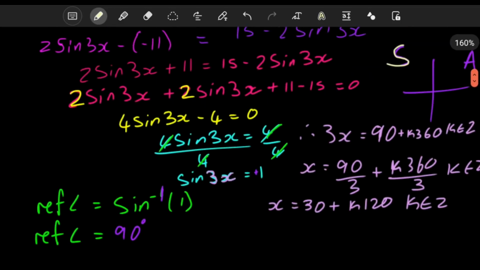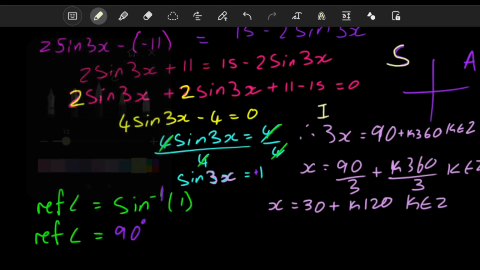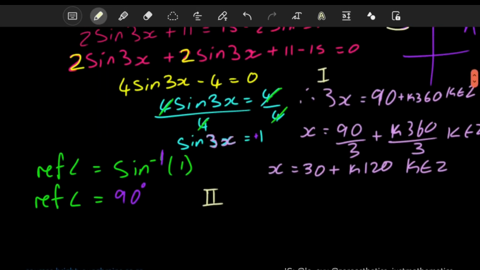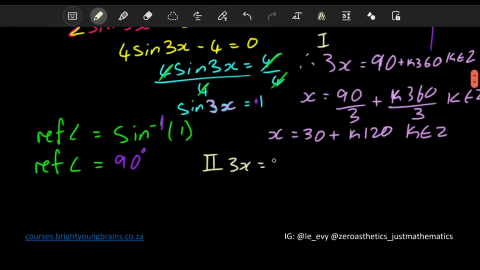So here you can just label this quadrant number 1. So down here we can label this quadrant number 2. In quadrant number 2, we know that you're going to have 3x is equal to, in this quadrant, 180 minus your reference angle. So here it looks as though you're going to end up with 90 anyway, you see.